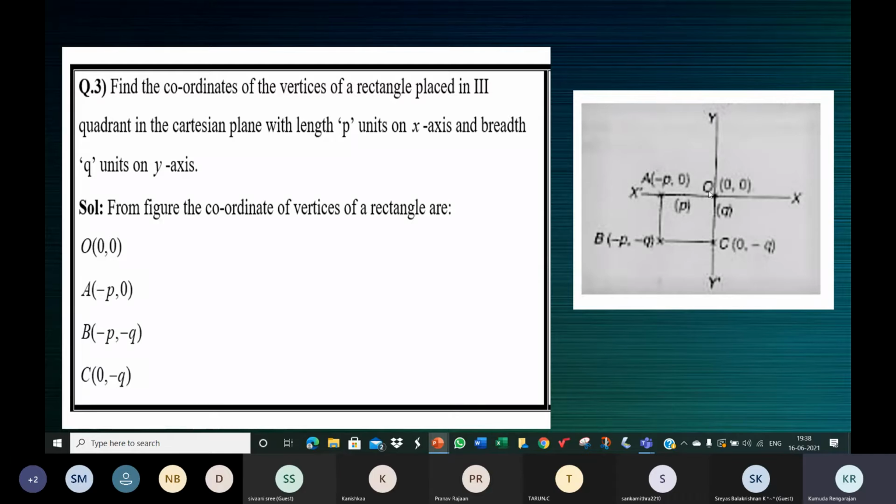You might ask, why not the positive side of the x-axis? The length cannot go to the positive side of the x-axis because the rectangle is in the third quadrant. So the length here is p units, and the breadth is q units on the y-axis. Again, it will be on the negative side of the y-axis. The breadth cannot be on the positive side of the y-axis. So this length is p units, this one is q units, meaning the breadth.